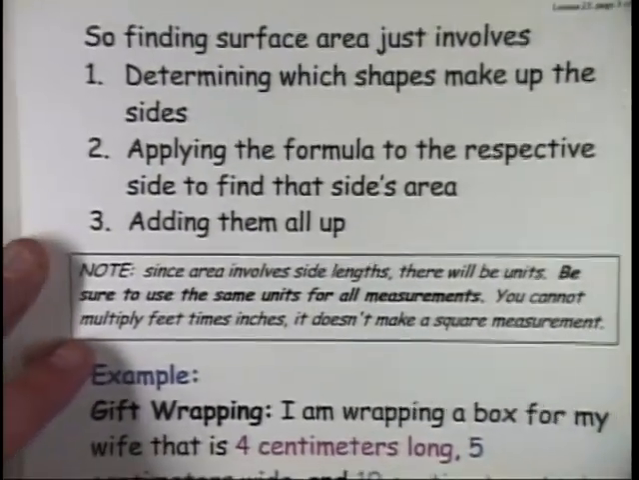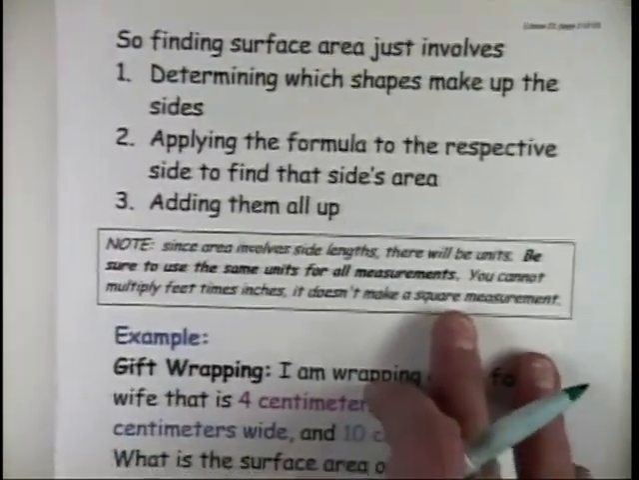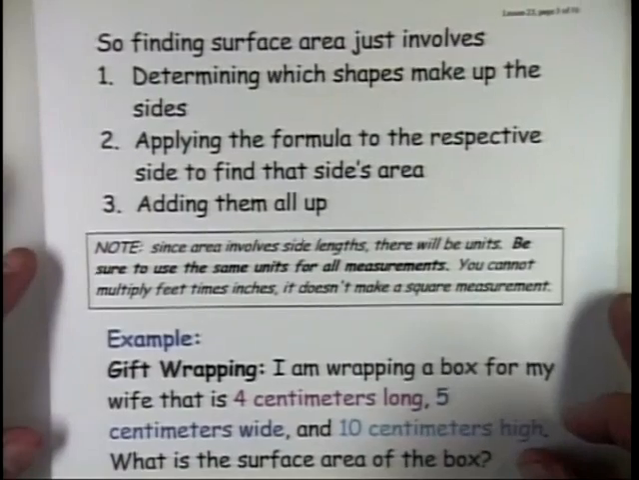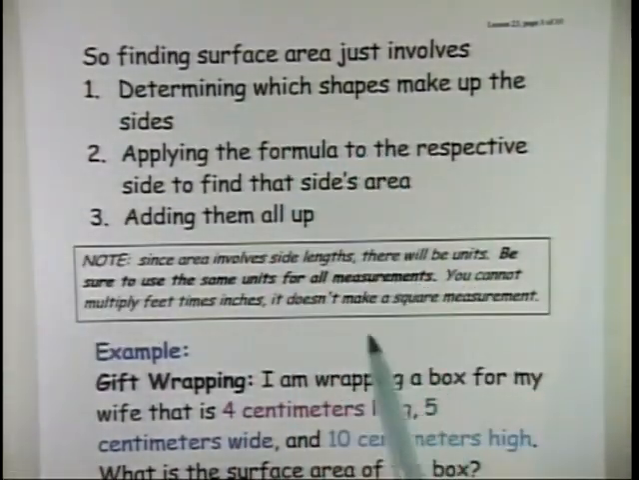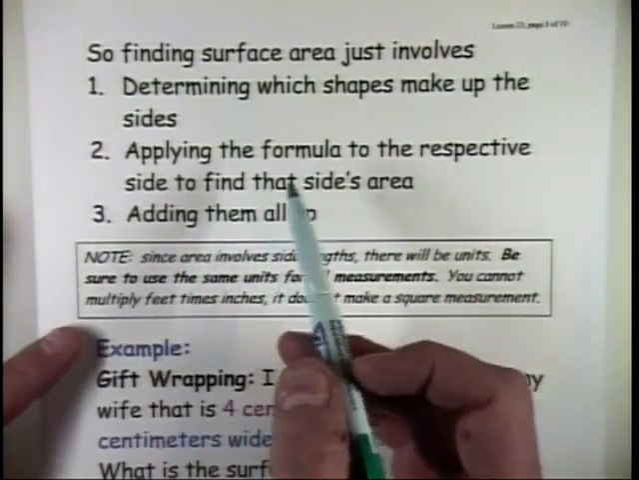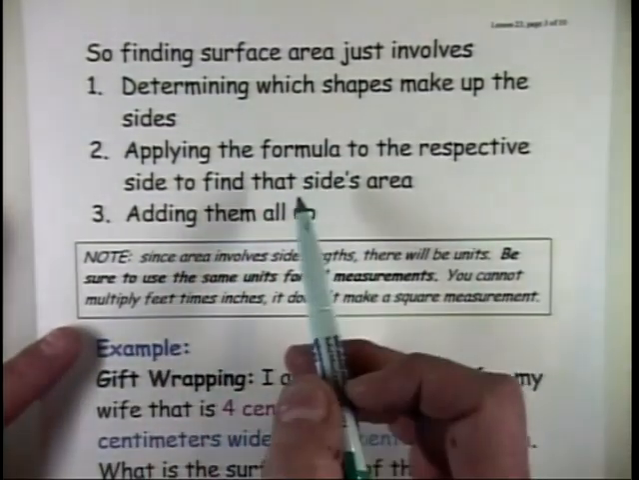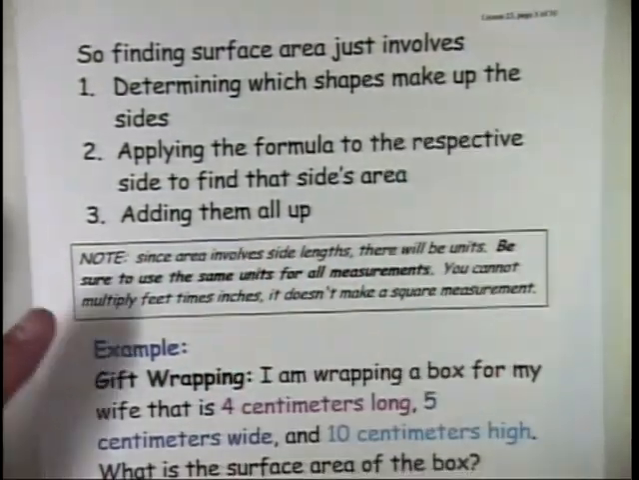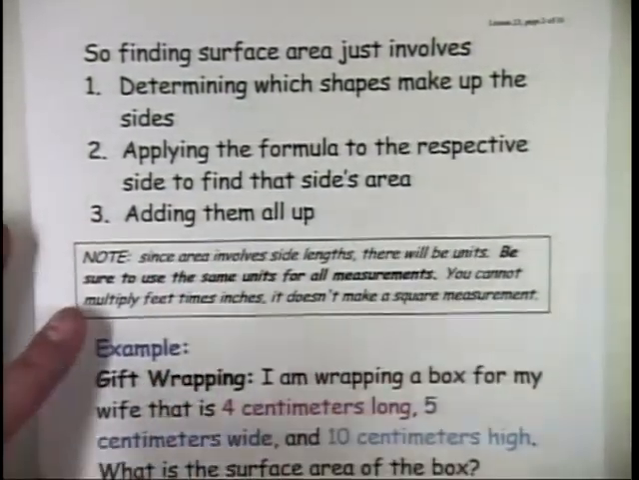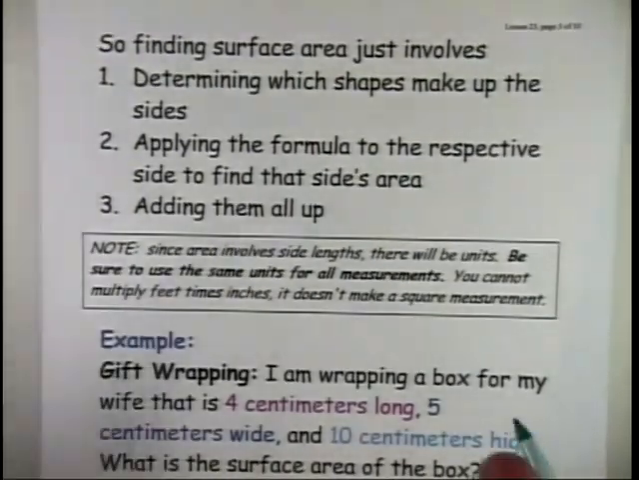Ooh, zoom right back out. There we go. So finding surface area really just involves these 3 easy steps. Number 1, we want to determine which shapes make up the sides of our three-dimensional solid. Then we want to apply the correct formula, either from our head or from the sheet, to the respective side to find its area. And number 3, the funnest part of all, we just add up all the areas of the faces and we'll have the surface area.